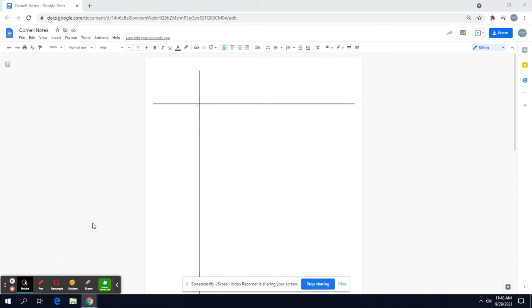So remember that if you have a blank sheet of notebook paper in front of you, you want to split it with kind of like a T-chart, and you want to have the side on the left be a lot smaller than the side on the right.